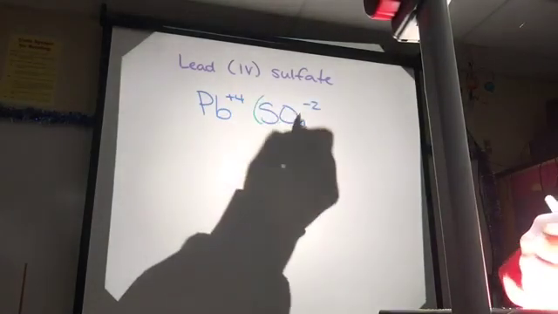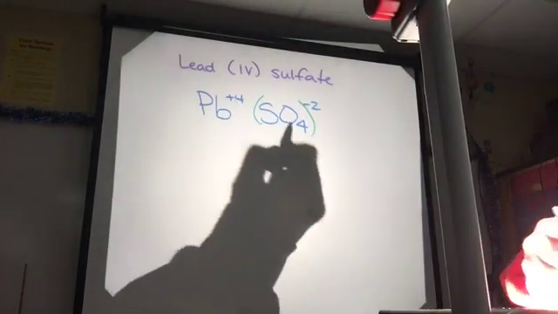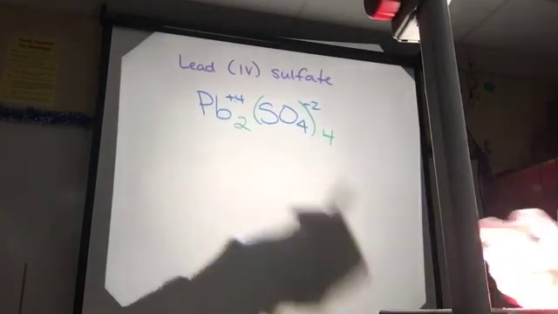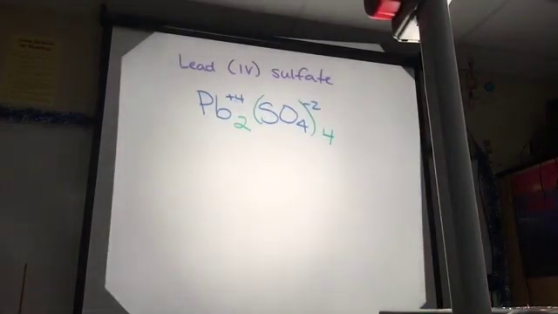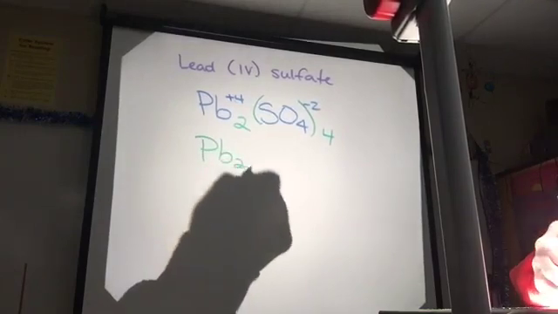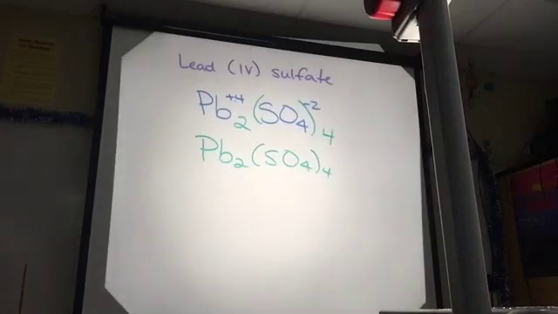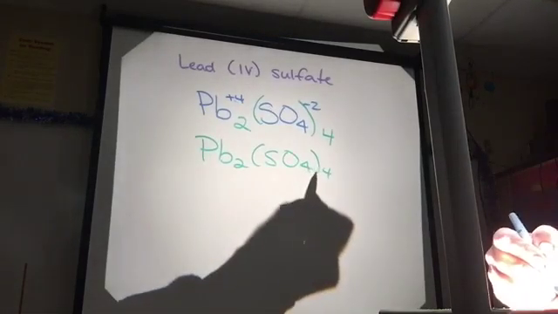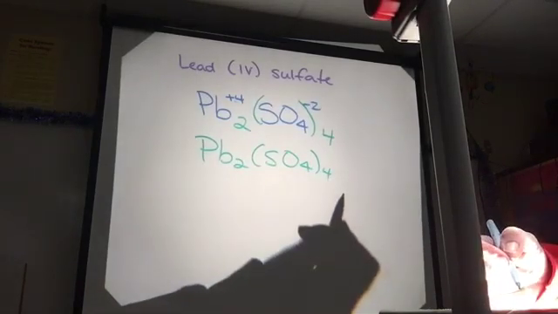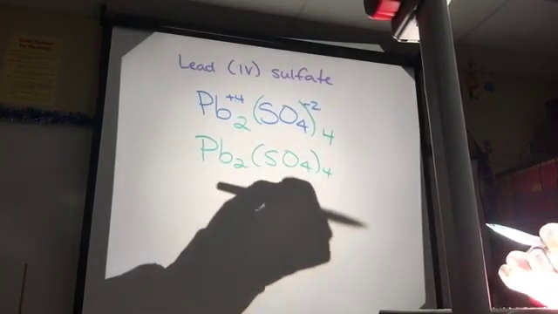I'm going to put this in parentheses just to keep things clear. That 4 is going to come down here, and that 2 is going to come over there. Make sense? Yes? So it's Pb2(SO4)4. Now you have to make sure you put parentheses out here, because if not, you're going to have 44 oxygens. That's not good. So you want 4 sulfates, not 44 oxygens.